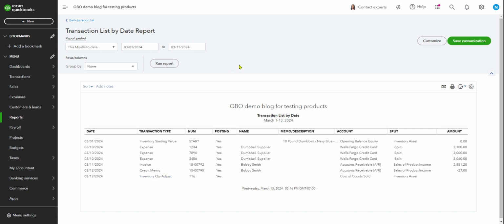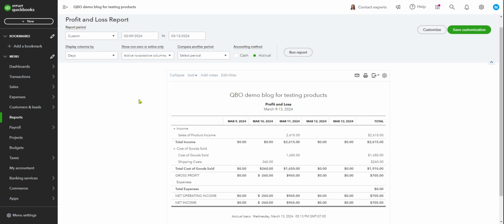Okay, so now let's start with the P&L. This is kind of important for bookkeepers, to understand how everything works in QuickBooks for the inventory items, or even for small business owners if they want to know how it impacts their financials. Okay, so I'm just going to do the profit and loss report now. This is the profit and loss report. I just did it for the last couple of days.